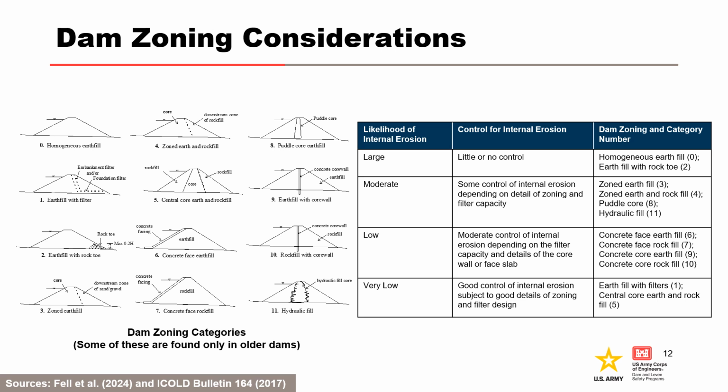Dam zoning can be grouped based on their capability of providing control for internal erosion in the embankment. This is based on the provision for or lack of filters and statistics of failure and incidents in Foster et al. 2000. It does not take account of details of dam zoning, design, and construction, and therefore it's only a general guide.